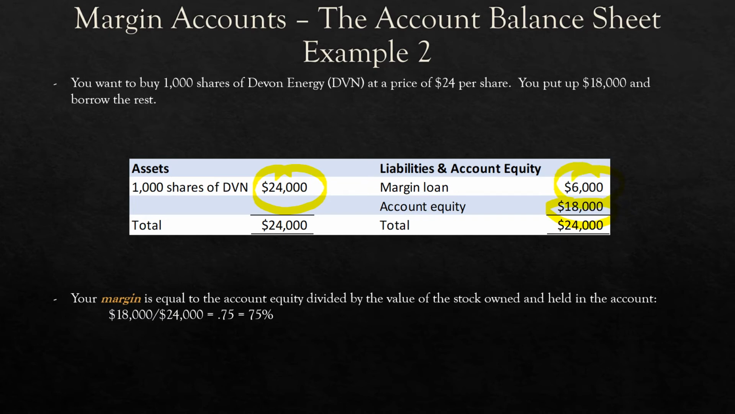So here your margin is equal, again, to the account equity divided by the value of the stock owned and held in the account. So it's 18,000, which is your account equity, divided by the 24,000, which gives you 75%.